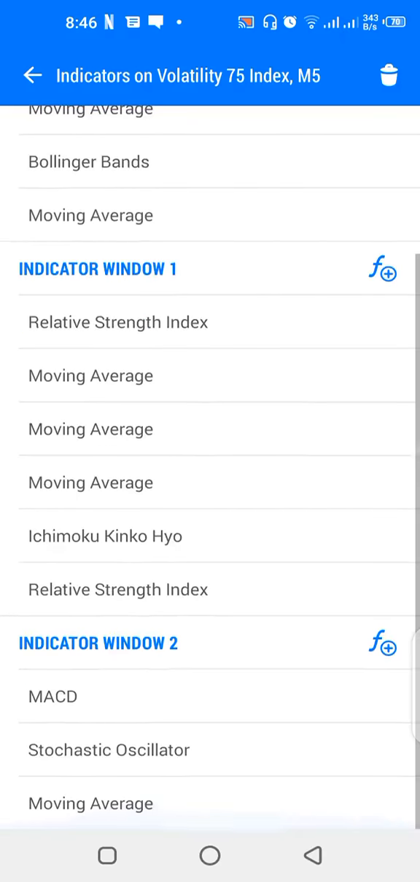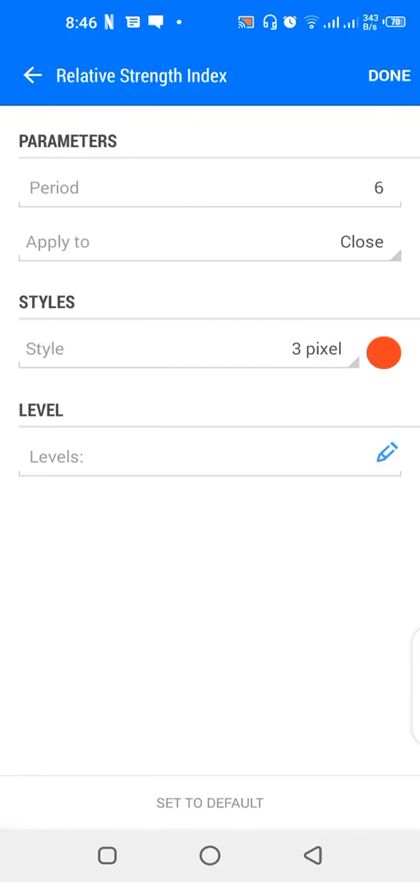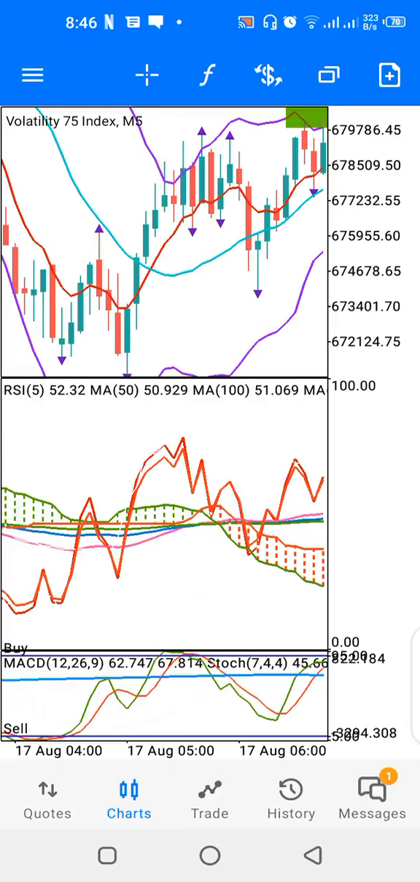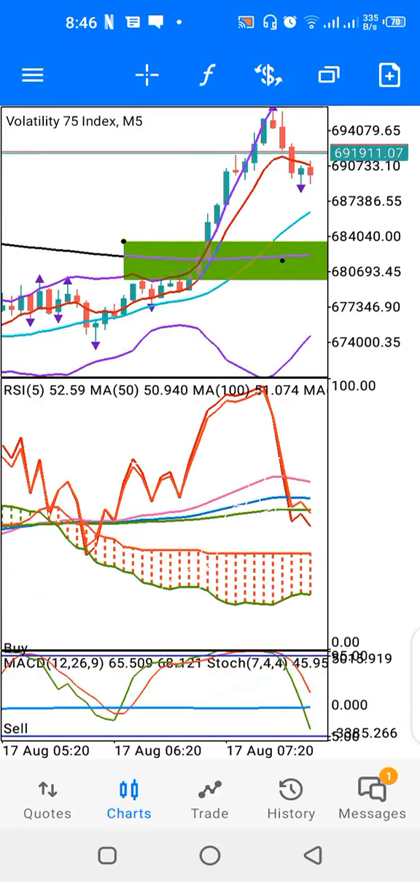Then after the Ichimoku, we have relative strength index. The period this time around is 6. Apply to close. Color is red. Now, can we use these indicators to make informed decisions as regards signals on the indicator window 1?